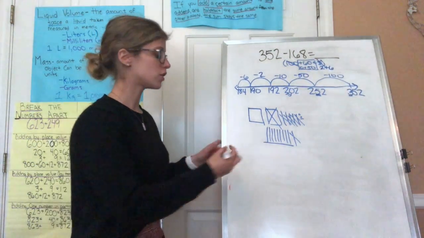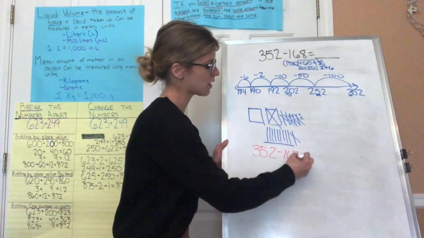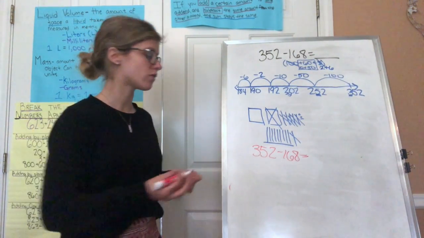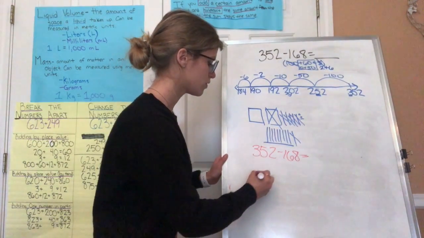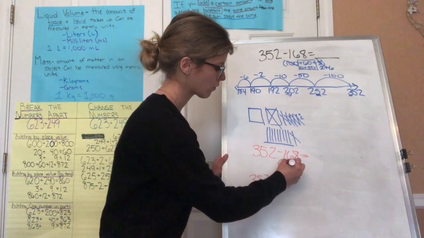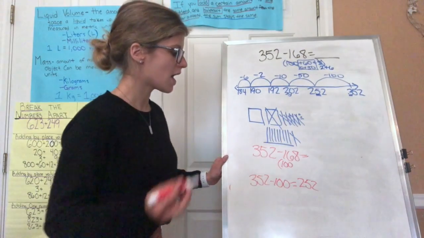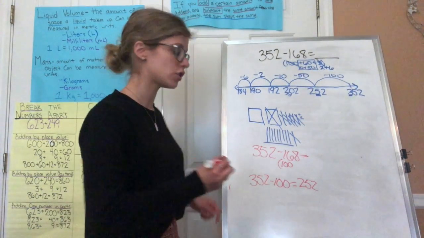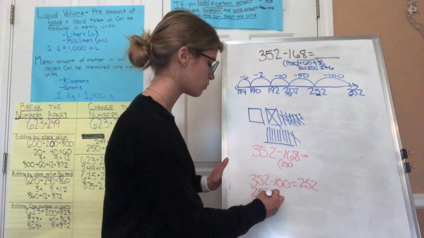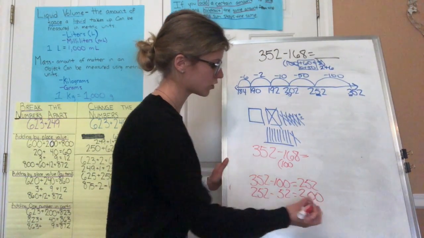Another strategy that I could have used for 352 minus 168 is to break up 168 into numbers that are easy for me to subtract from. So I could have started with 352 minus 100, which is equal to 252. And now I want to take away 52. The reason I'm taking away 52 is that 252 minus 52 is then just an easy 200.